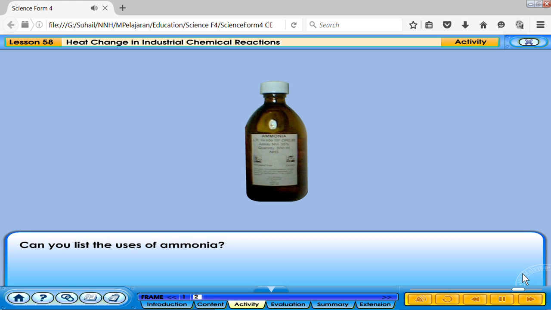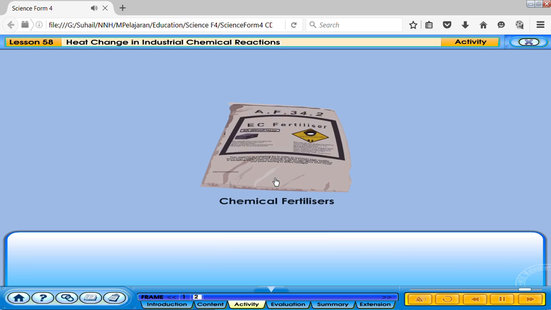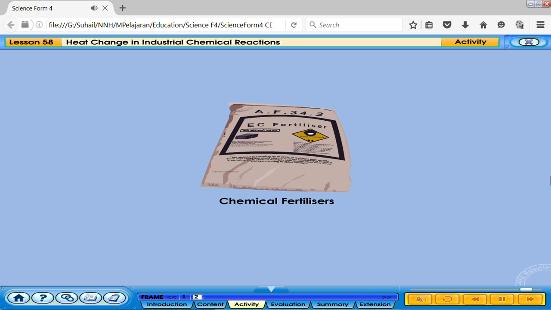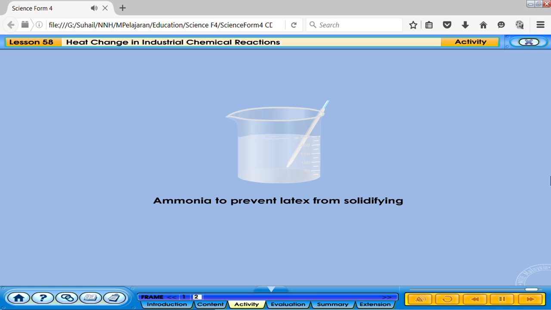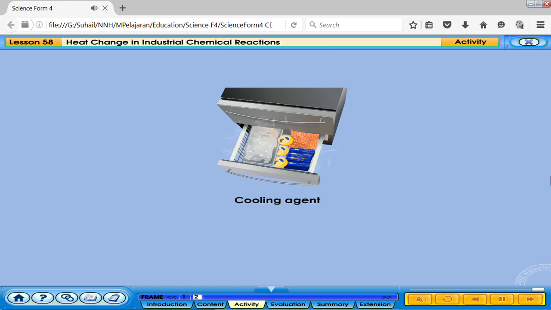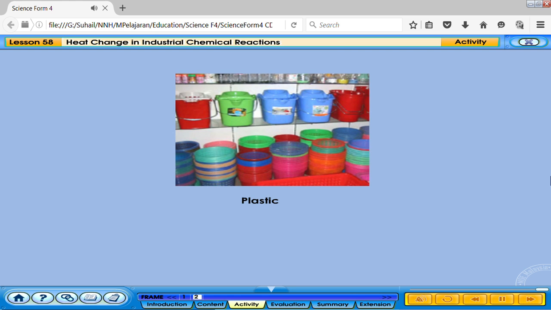Can you list the uses of ammonia? Click Liquid Ammonia to find out. Chemical fertilizers. Ammonia to prevent latex from solidifying. Coolant agent. Plastics.